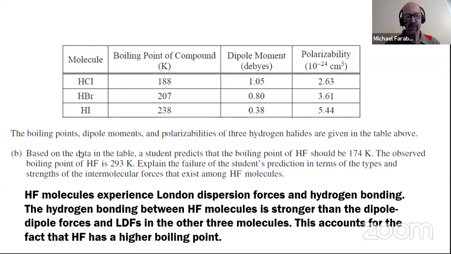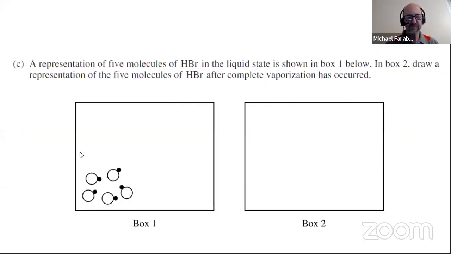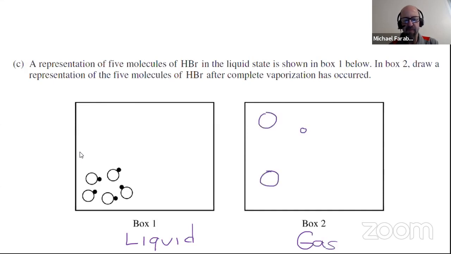All right, there was a part C of this question. We have to show what happens after vaporization has occurred. So we're going from a liquid to a gas. So vaporization. All right, I'm doing this wrong. I'm just trying to talk about a common misconception that students might have.